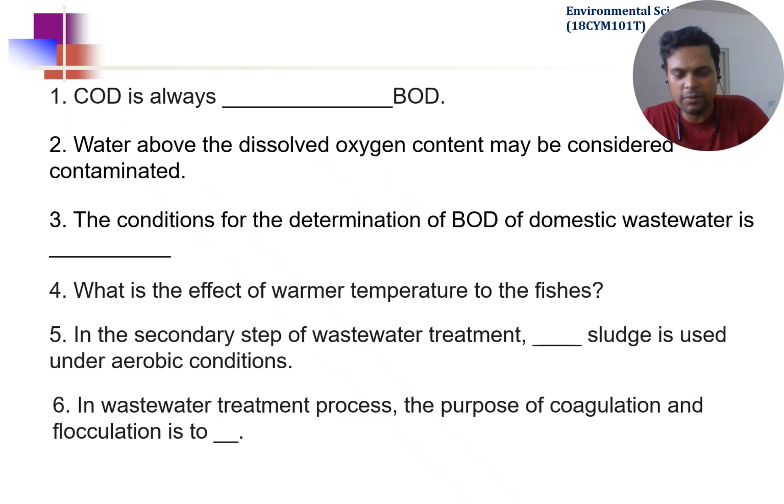Okay, there are a few questions I would like to discuss. The COD is always higher than the BOD, because BOD is only organic material and COD is chemical oxygen demand, so it includes everything present in wastewater. So it should always be higher. Water may be considered contaminated if you have more than 10 milligram per liter of BOD.